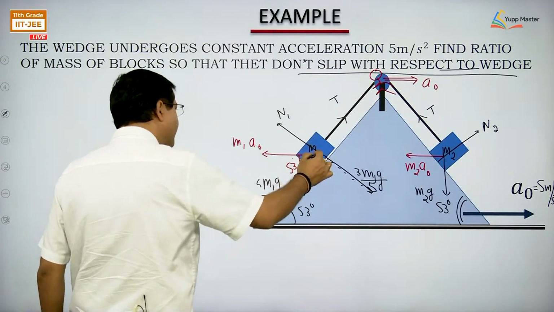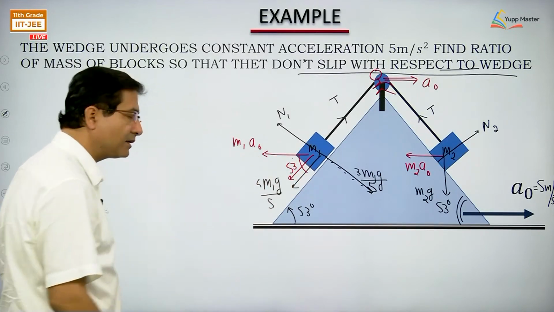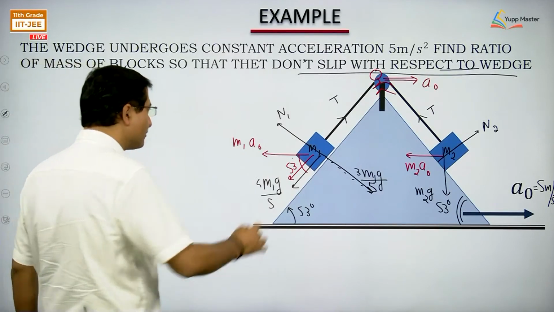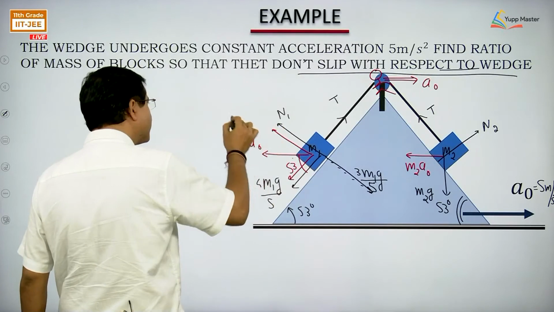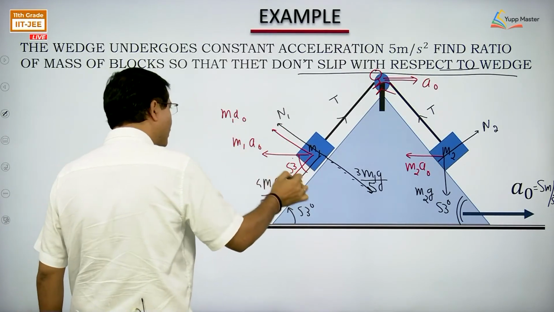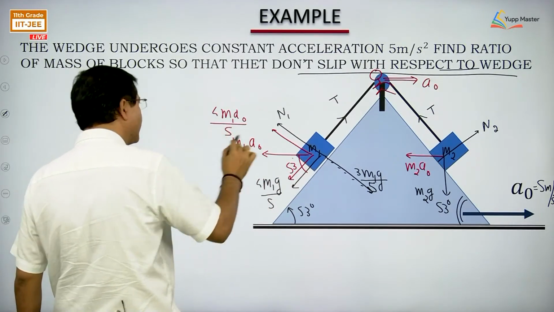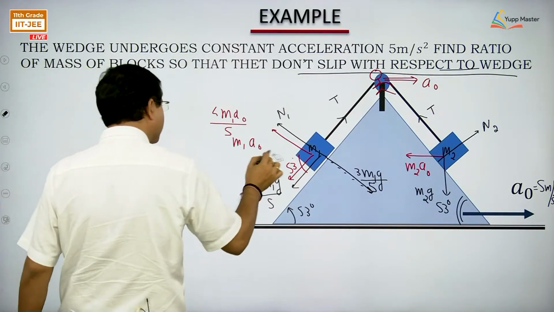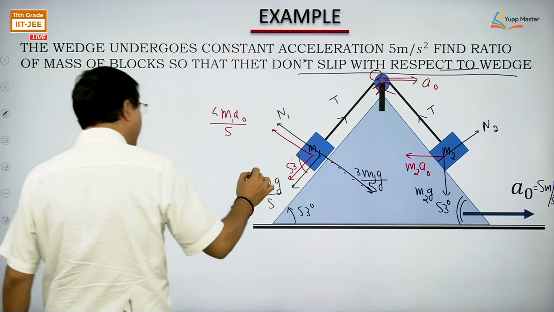So its component in this direction, m1 A naught cos 53, cos 53 is 3 by 5. So in this direction it will be 3 by 5, and another component will come in this direction, that is m1 A naught sin 53, 4 by 5. Okay, now I will remove this one.